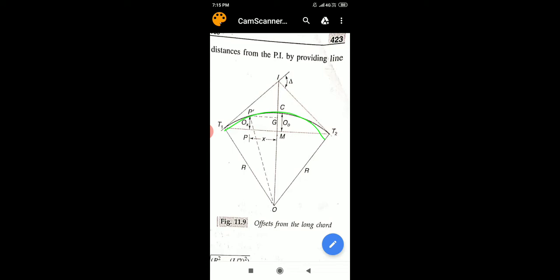Which one is it? See, straights are nothing but the tangents T1I and T2I. By using these straights, the curve will be produced, and R is the radius of the curve. And OX is, see here, from here to here it is OX. Next, offset at a point P, where it is OX at a point P and also at point P dash.